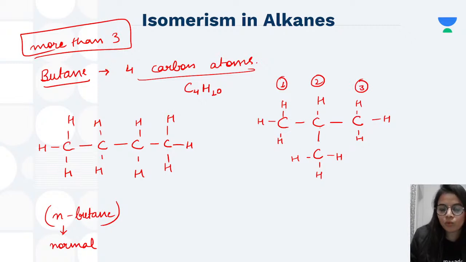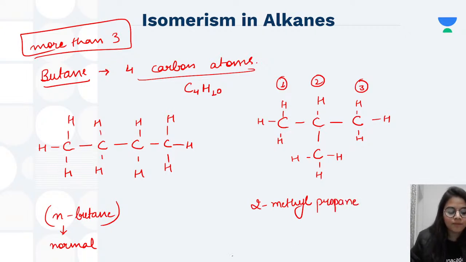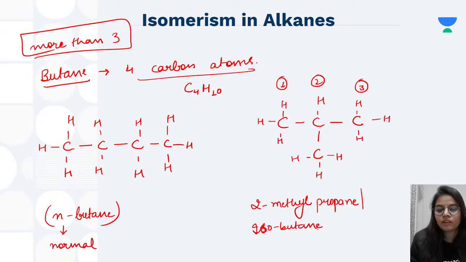So on the second one we are having one C group, that is 2-methyl, and the longest chain is propane. It is also known as isobutane. So that is the structure. Is it clear?